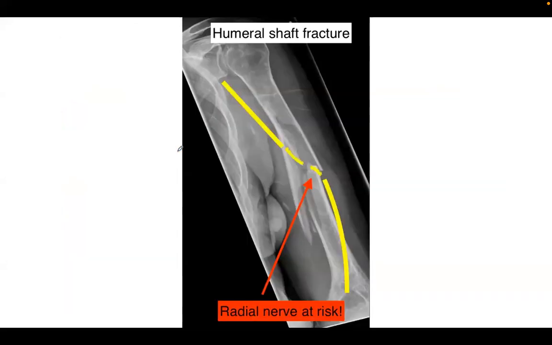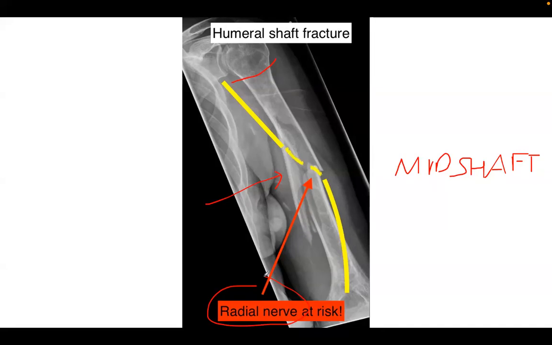Now, look at this illustration. If there is an injury or a fracture of the humerus, it's most likely going to be in this area, which is the surgical neck, or it's going to be midshaft. Now, if there is a midshaft fracture of the humerus, what nerve is damaged? It is going to be the radial nerve.